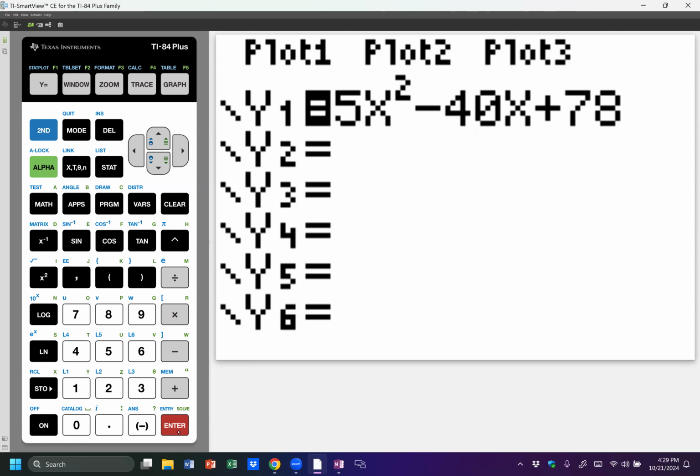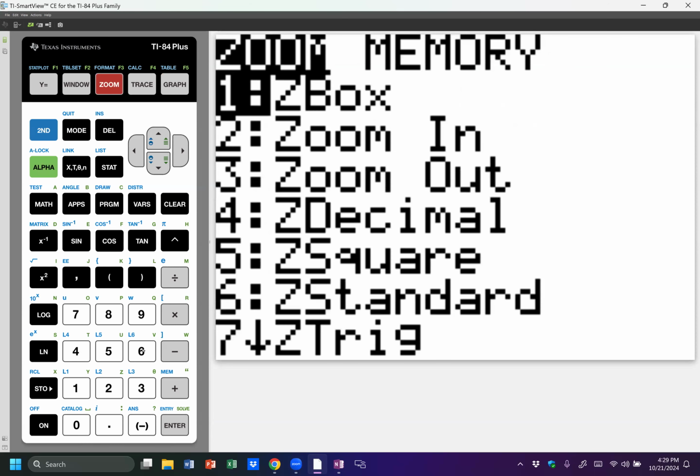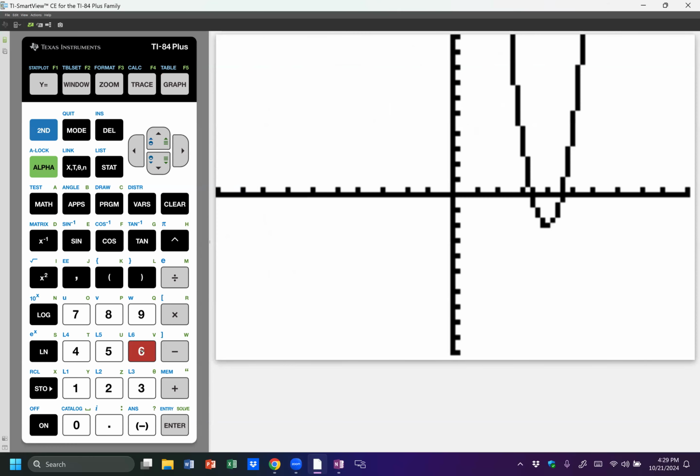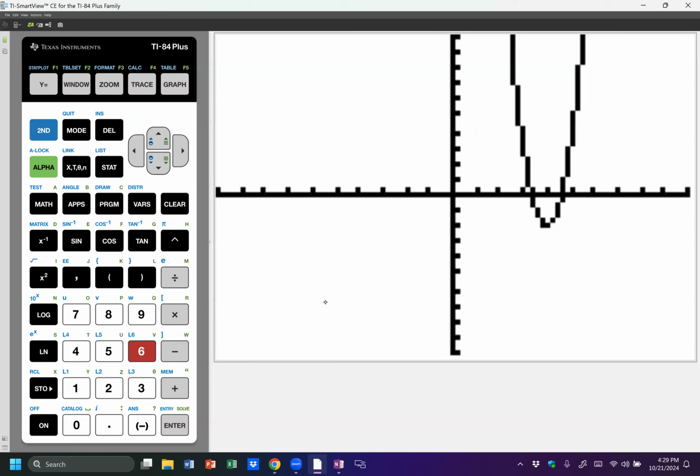So this is what it should look like, 5x squared minus 40x plus 78. So make sure you have that exact same thing in your screen. Once you have it, you're going to hit the graph button. Again, if your graph looks weird, if it doesn't look like this, push zoom and go to number 6, zoom standard. We look at the graph and we can tell it's got a low point, so it is a minimum. So I'm going to go back to my paper. I'm going to write minimum. And then I'm going to calculate the vertex.